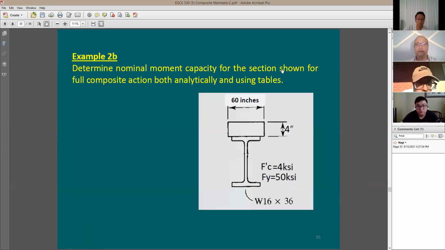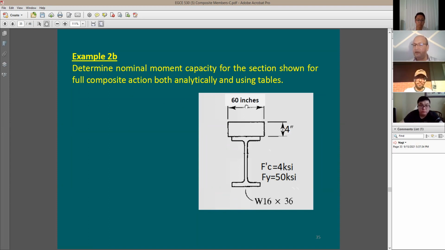Okay. Now, let's see the second example. We'd like to see the nominal moment capacity in another example, but we're going to be using 60 inches here. It says you're going to be using the tables, but not right now, because we'd like to address the same design methodology that we just used. Then we need to address the shear transfer mechanism between the steel beam and the concrete. So we're going to use this example for that.